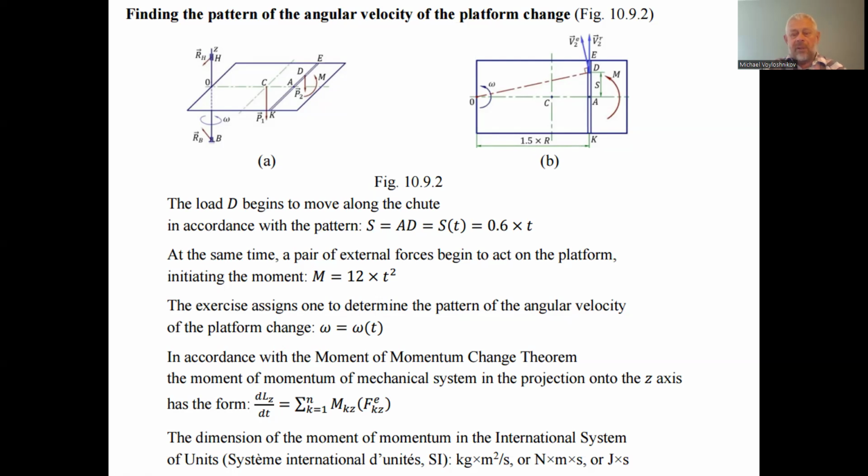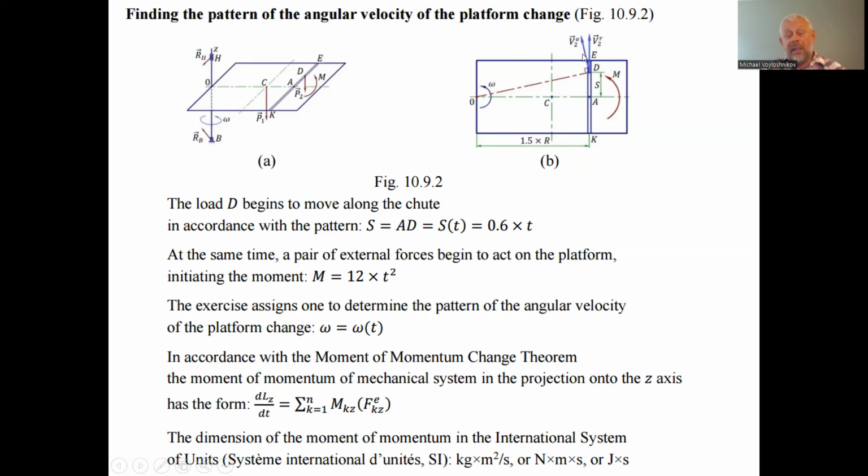This is for the rotation, or transfer rotation, of the load together with the platform. This is relative velocity, because we have assigned the motion of the load along this channel. This velocity direction is along the channel, perpendicular to the shortest radius, that is the shortest distance between the axis of rotation and the line of motion of this load, which is just 1.5 by r. And we have other directions.